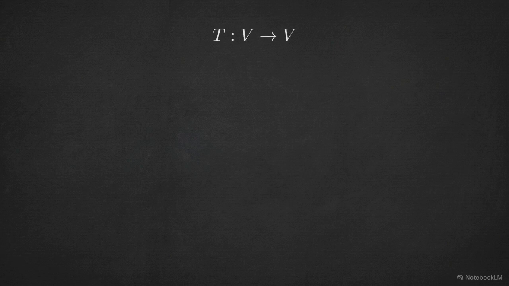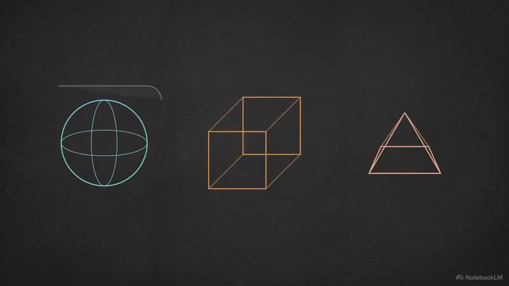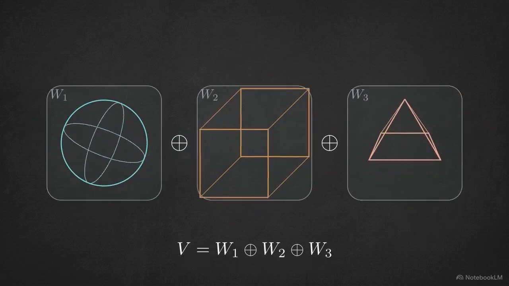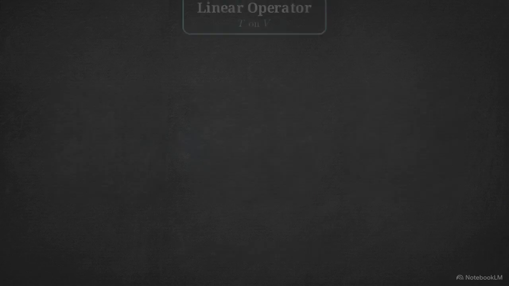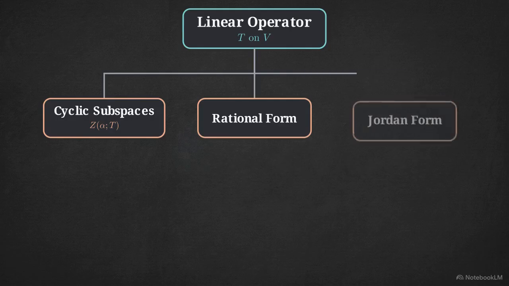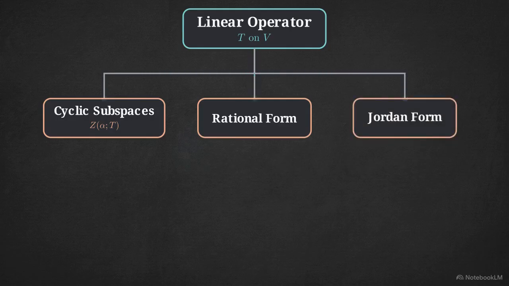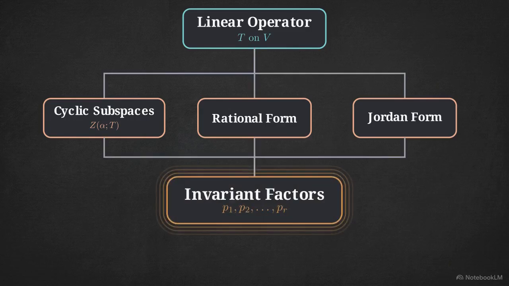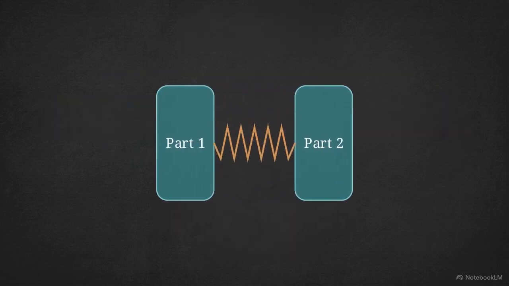When we analyze a linear operator, we're essentially asking if it can be dismantled. Can we take a complex transformation and break it into independent, untangled pieces? So far in Chapter 7, we've used cyclic subspaces, the rational form and the Jordan form, to segment an operator's action. While these methods differ, they share a singular objective: identifying the invariant factors, the underlying building blocks dictating the operator's behavior. But there is a limit to how far this reduction can go.